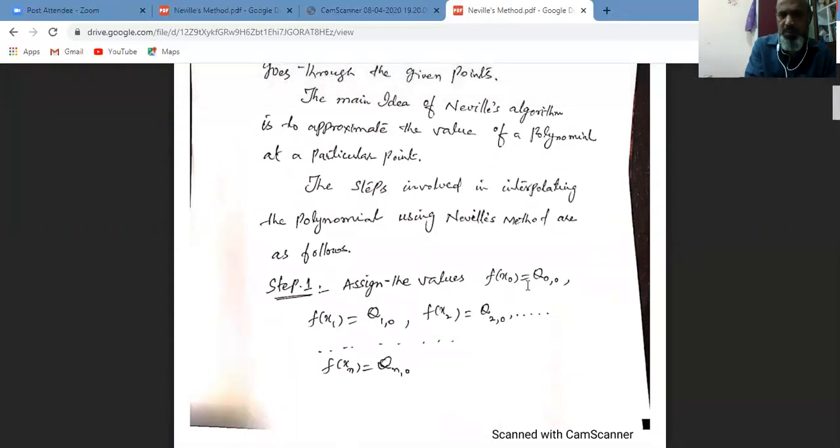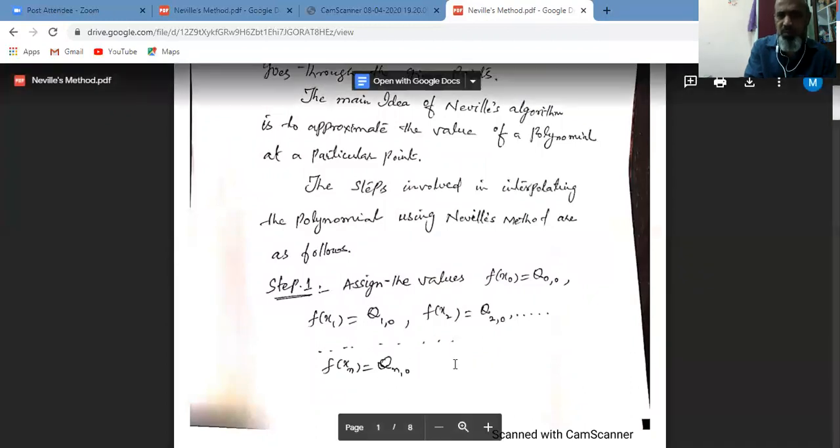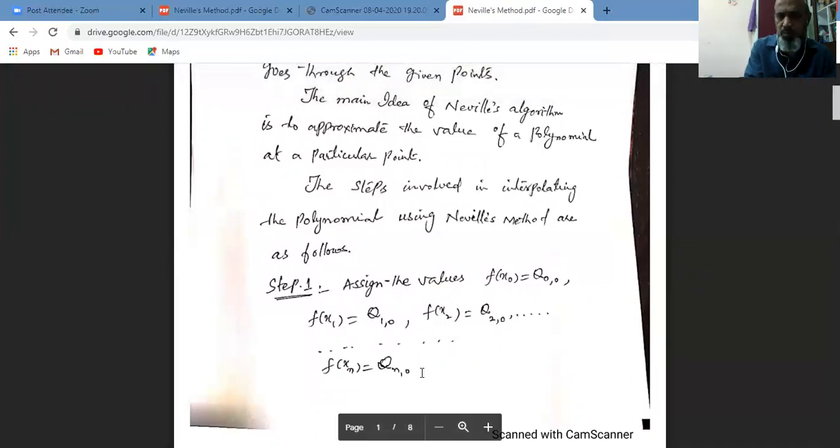So instead of saying y0, we are saying here q0,0. F of x1 is q1,0, and so on. So this is the first step. You have to assign the values of the given function f of x0, f of x1, f of x2 for the given values of x. We assign f of x0 as q0,0, f of x1 as q1,0, f of x2 as q2,0, etc. F of xn is equal to qn,0. So this is the first step. For the given data points, we have to assign the values.